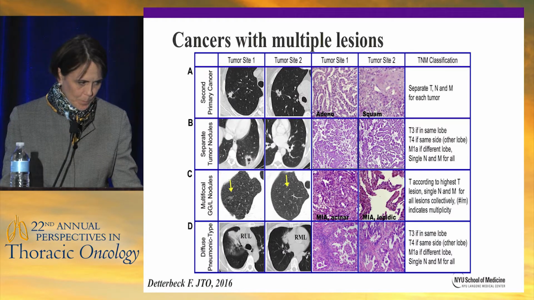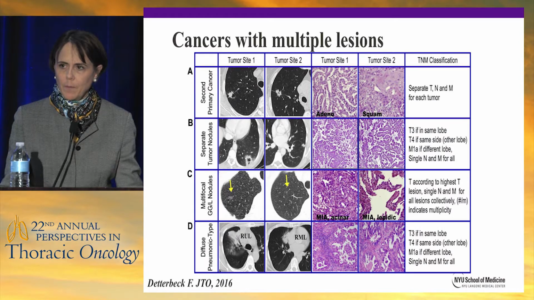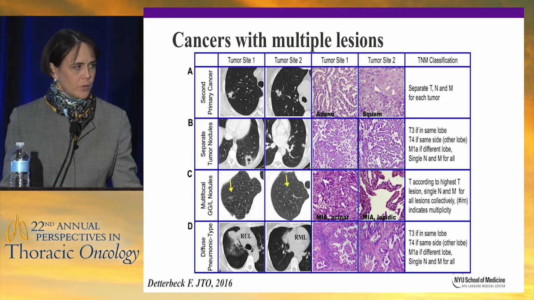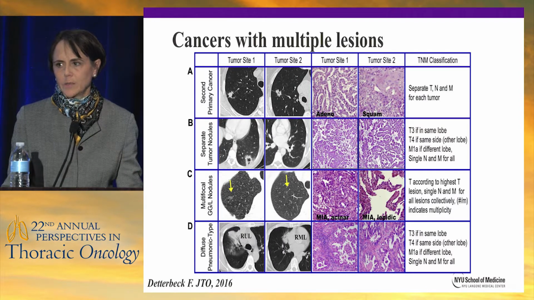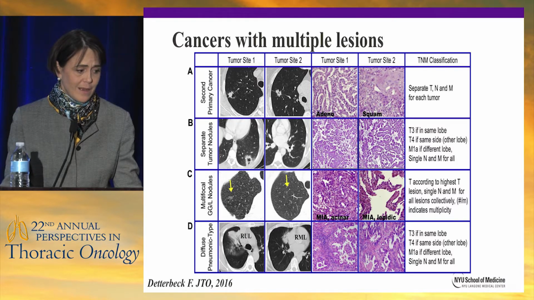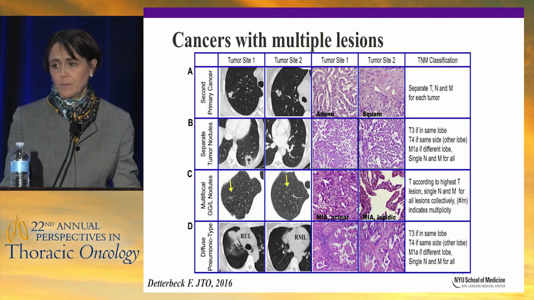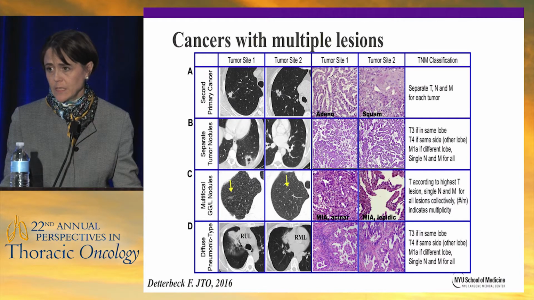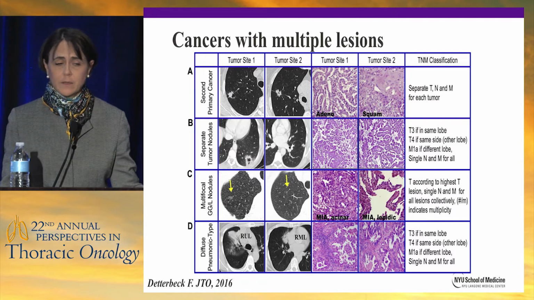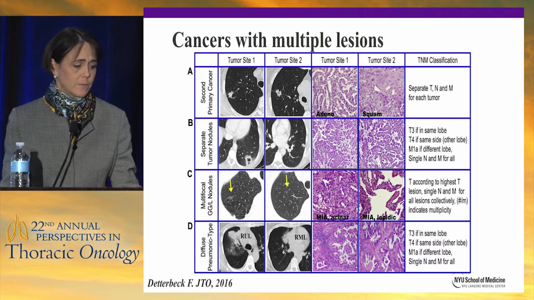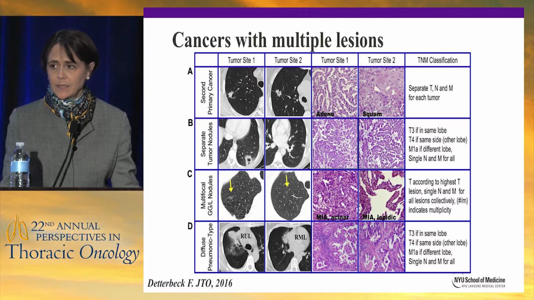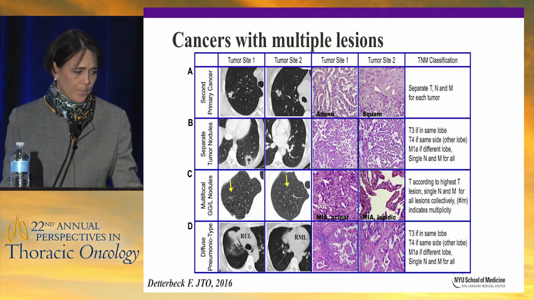Next would be patients who have separate tumor nodules but have a dominant tumor. The patients who you and your tumor board and your colleagues believe that this is intrathoracic metastatic disease. And those patients should be staged based upon where that second nodule is compared to the dominant one: the same lobe, the same side, or the contralateral side. That hasn't really changed. And they get a single N and a single M.